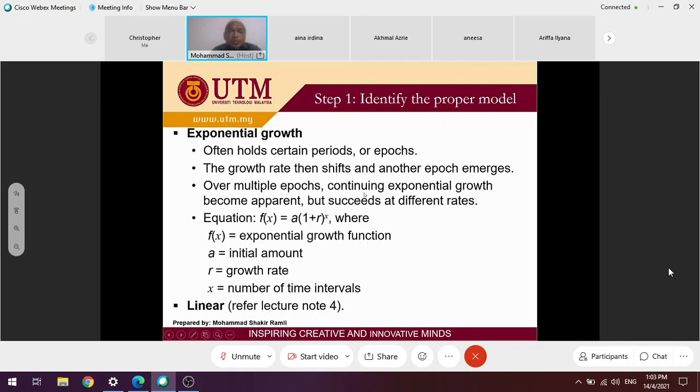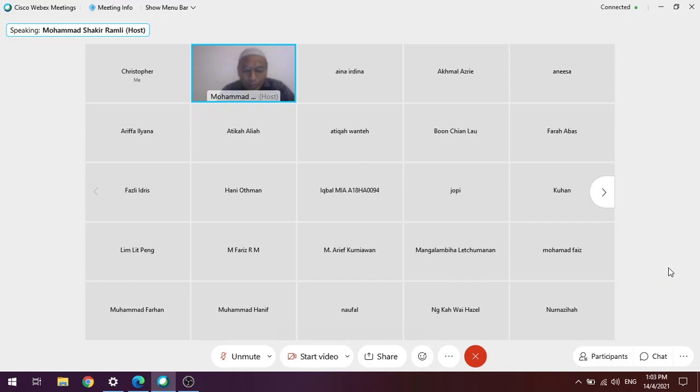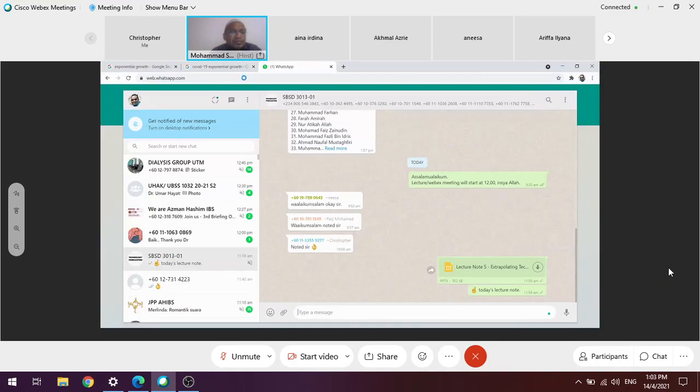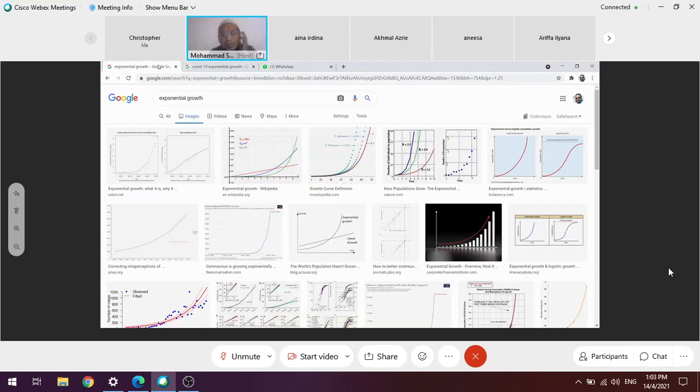That's exponential, another model which can be applied when you want to select a model. We are still on the first step, selecting an appropriate model for your trend exploration or trend analysis. The last one, I want to share with you a few examples of exponential growth. This is an exponential growth graph.